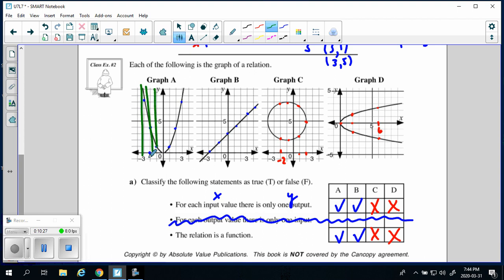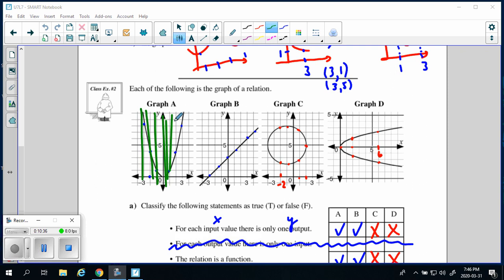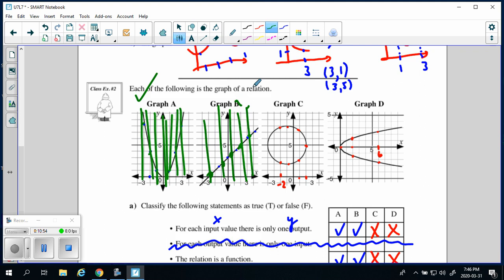And if you conclude that every vertical line that you draw is only going to hit the graph at one point, then it is a function. If I draw vertical lines here, no matter where I draw those vertical lines, they're only going to hit the graph at one point. So this is a function.